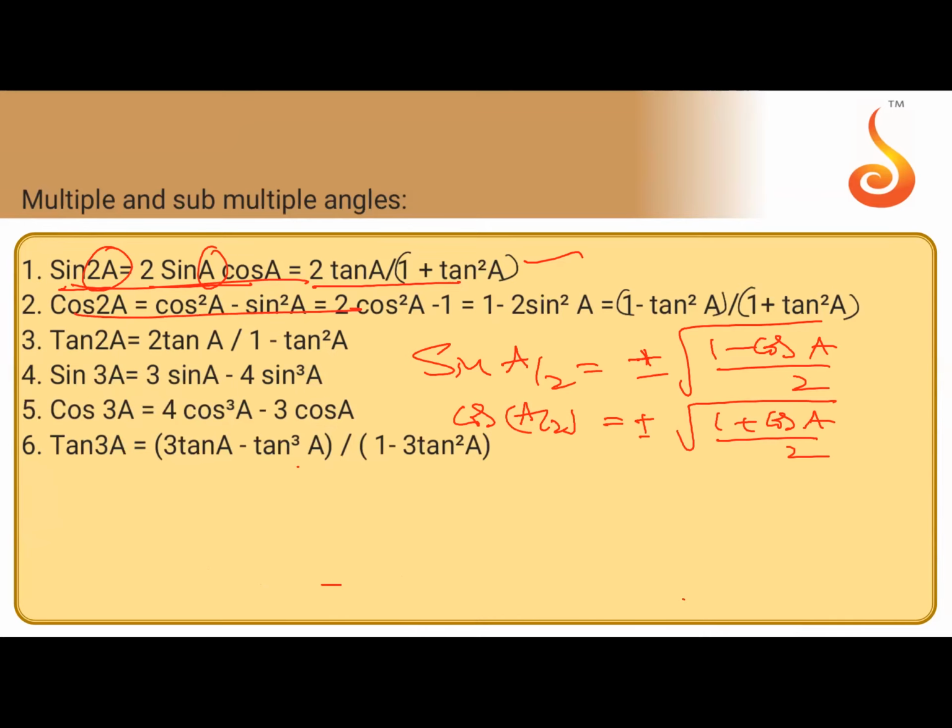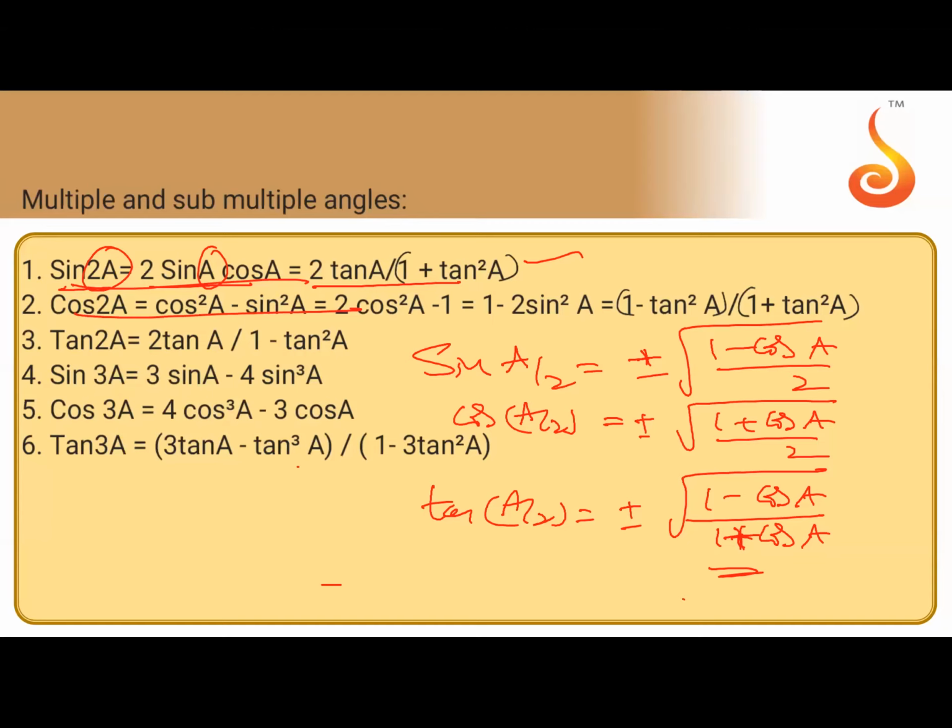After this, we'll start the problems. I'll give some new formulas also, and then we'll start the problems. Tan a by 2 is root over 1 minus cos a by 1 plus cos a. Why am I giving all the formulas? If I tell you to copy from the textbook, you will never write the formulas. At least now you can write them yourself.